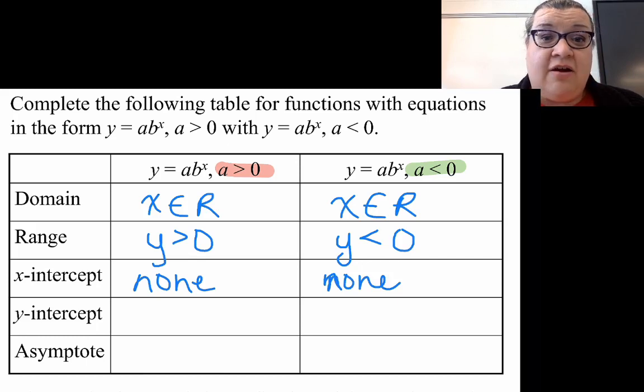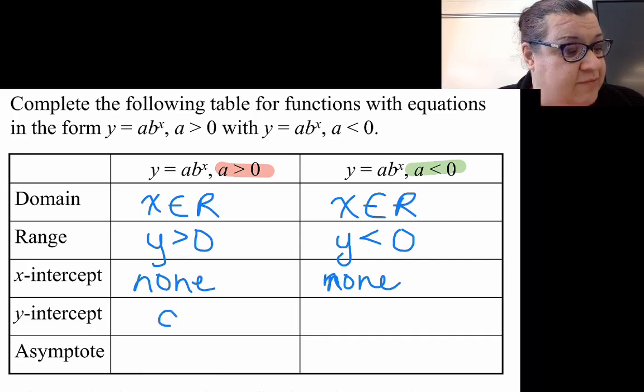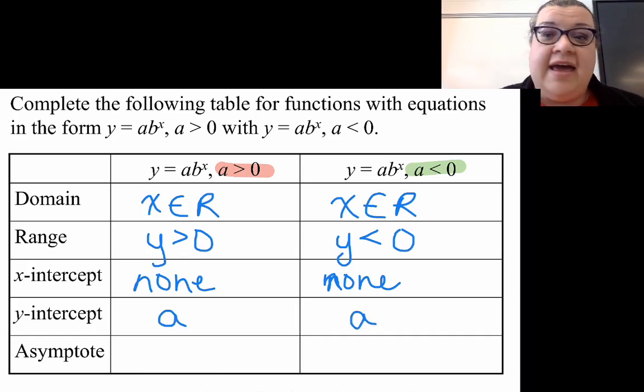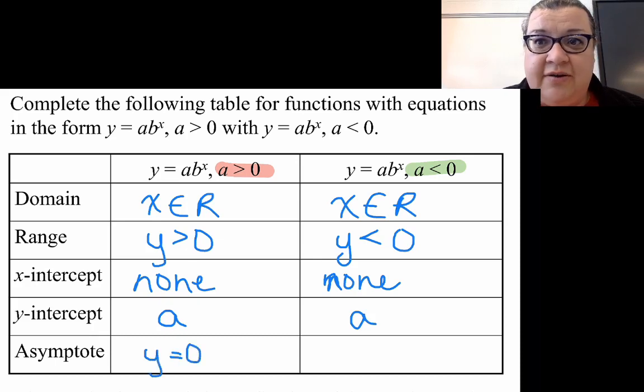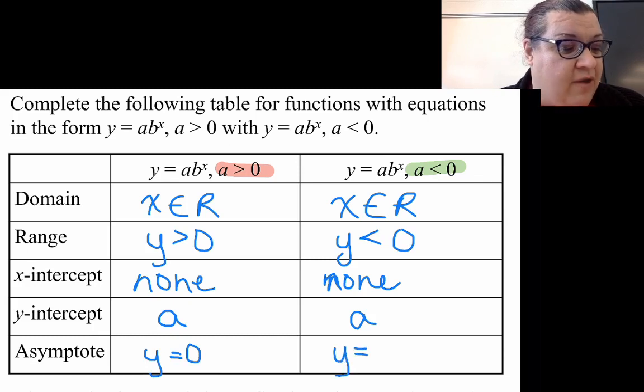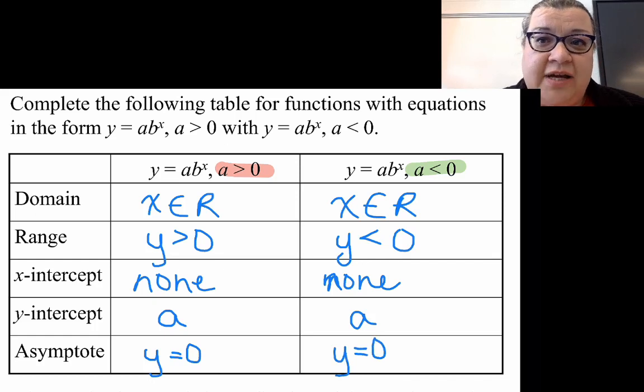What's our y-intercept? We just saw in the previous chart that the y-intercept was always the value of a. And that's true for both. Regardless of whether it's a positive a or a negative a, the y-intercept is the same as that value of a. And what's the asymptote? Again, the asymptote is related to the range. So when the range is greater than 0, the asymptote is y is equal to 0. When the range is less than 0, same asymptote, y is equal to 0. In both cases, we're getting really close to 0, but we're never touching it.